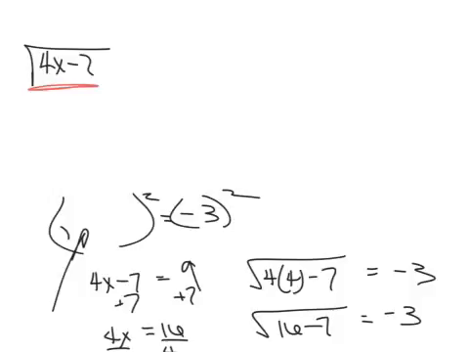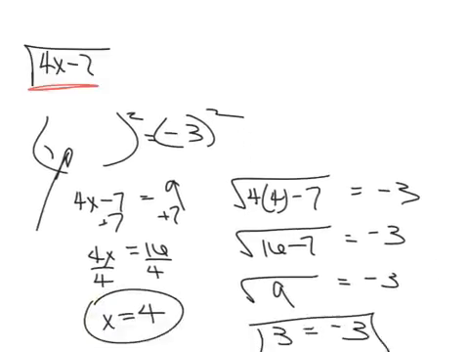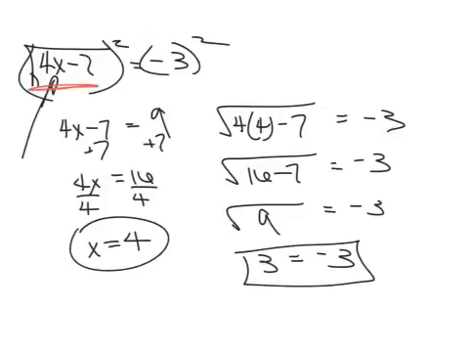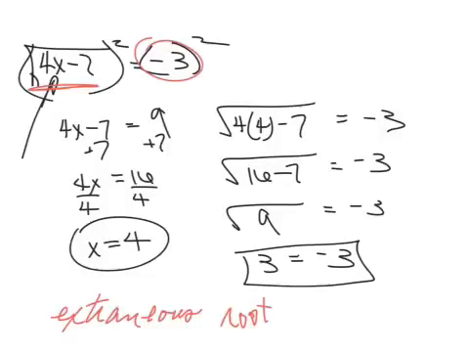Because a number times itself is going to give us a positive. So therefore, because we said it was equal to -3 here, that gives us a clue that it may not work. We still have to do the work, but it may not work. And when it doesn't work, the answer that you get is called an extraneous root.